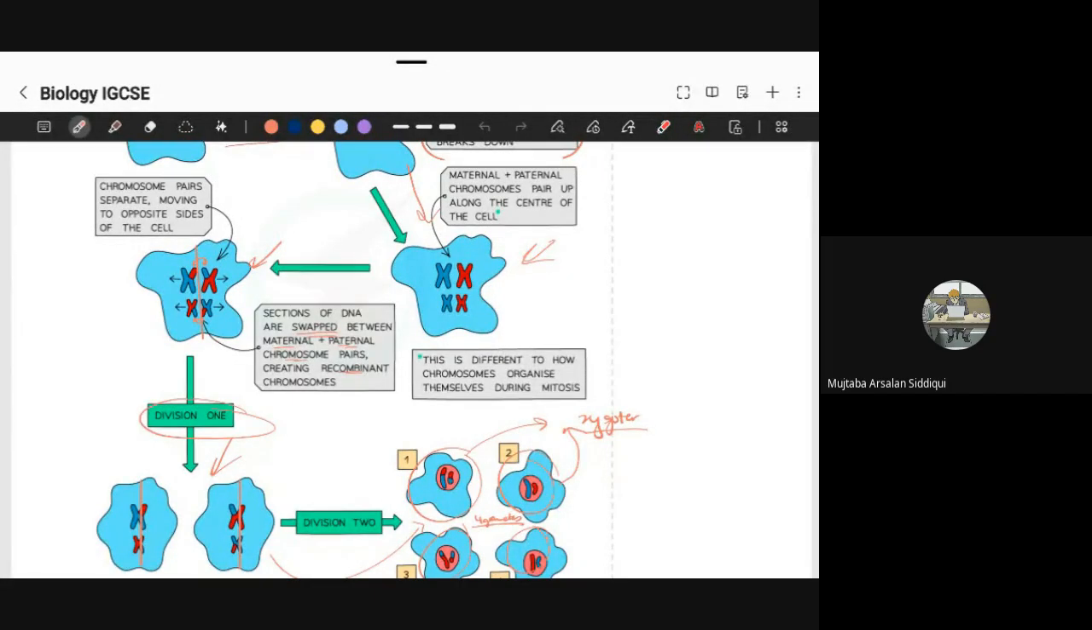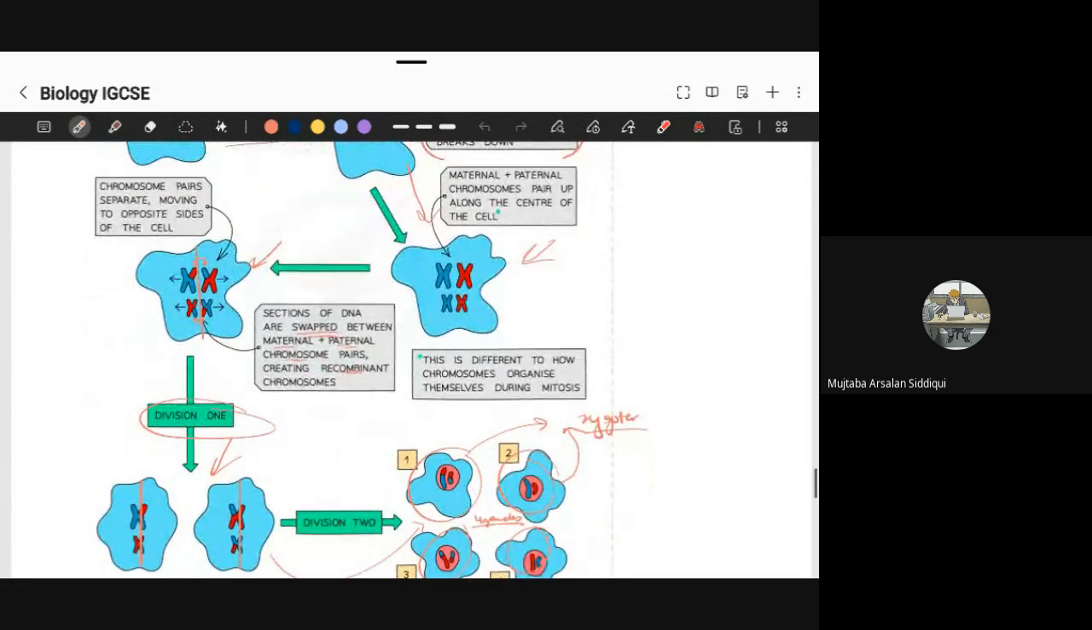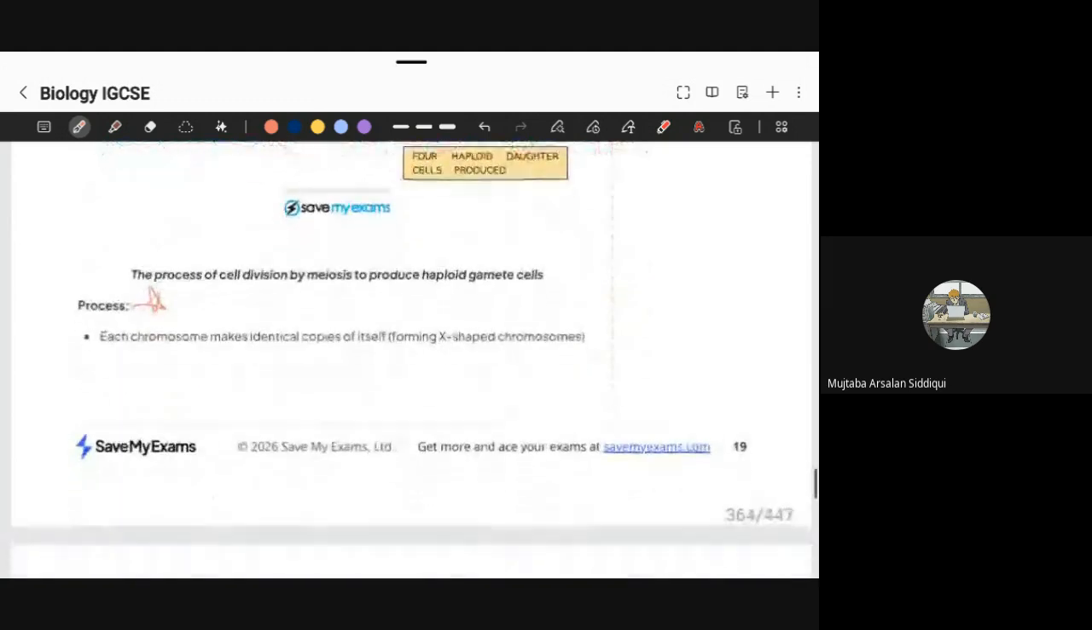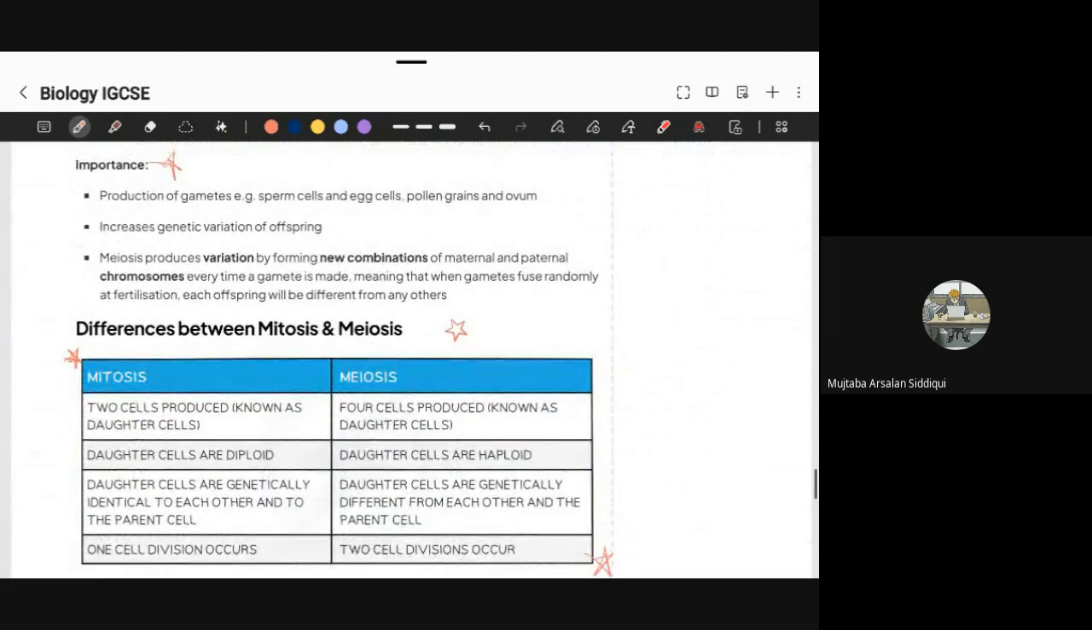So this swapping is called crossing over, which is making of recombinant chromosomes. So the importance: new combinations of maternal and paternal chromosomes every time a gamete is made, meaning when the gametes fuse randomly at fertilization, each offspring will be different from the other.